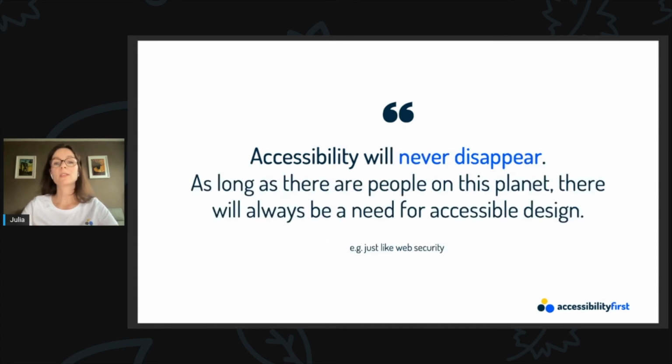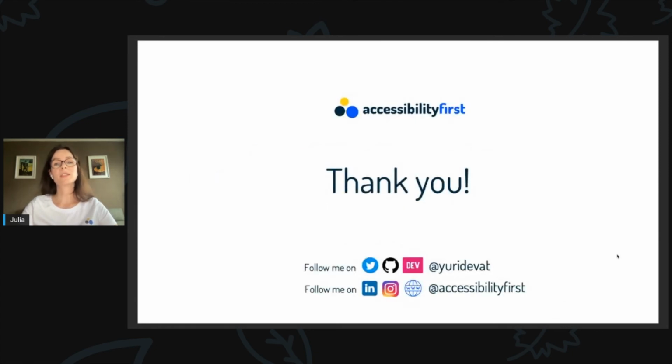Accessibility will never disappear. As long as there are people on this planet, there will always be a need for accessible design. Use these reasons as good arguments to convince your team and boss to design the next website in an accessible way. Thank you.